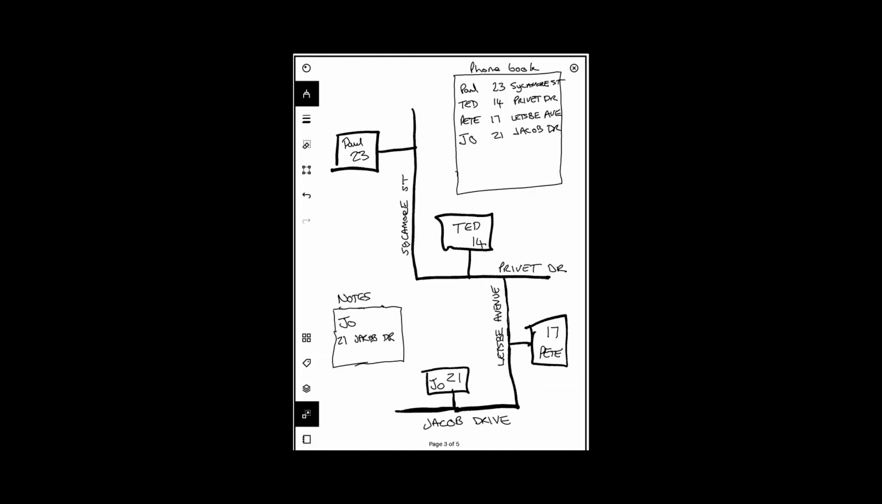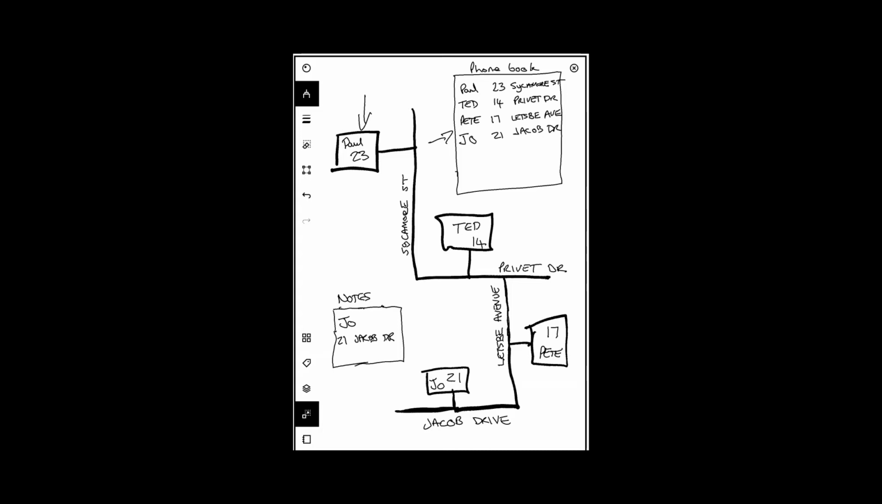Here is what's considered a usual set of streets in your town. You are at the top, you are here, Paul. You live at number 23 Sycamore Street. You want to send a parcel, or maybe you'd like to visit Joe in Jacob Drive, but you don't know the exact address. Well, every house has a phone book, and you look up here and you can see Joe is at 21 Jacob Drive.